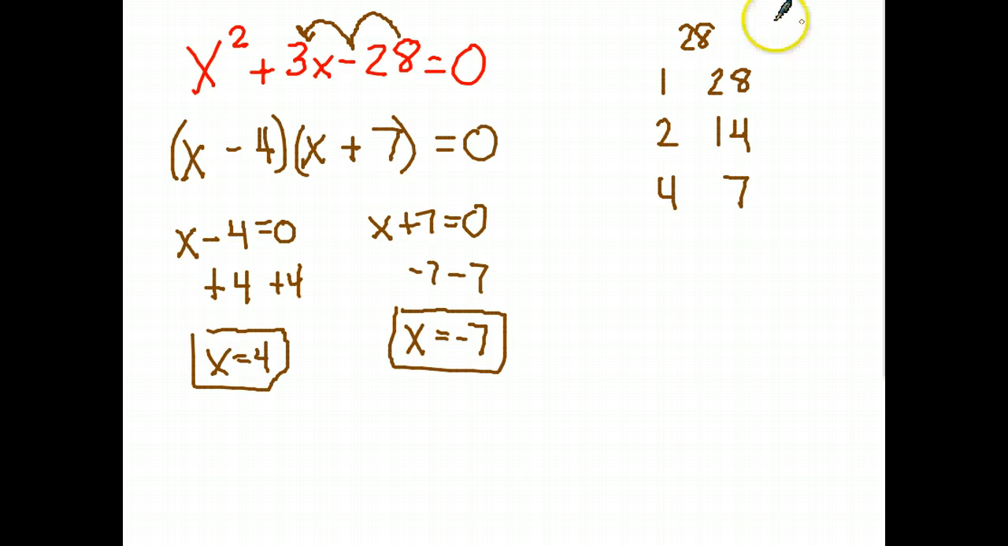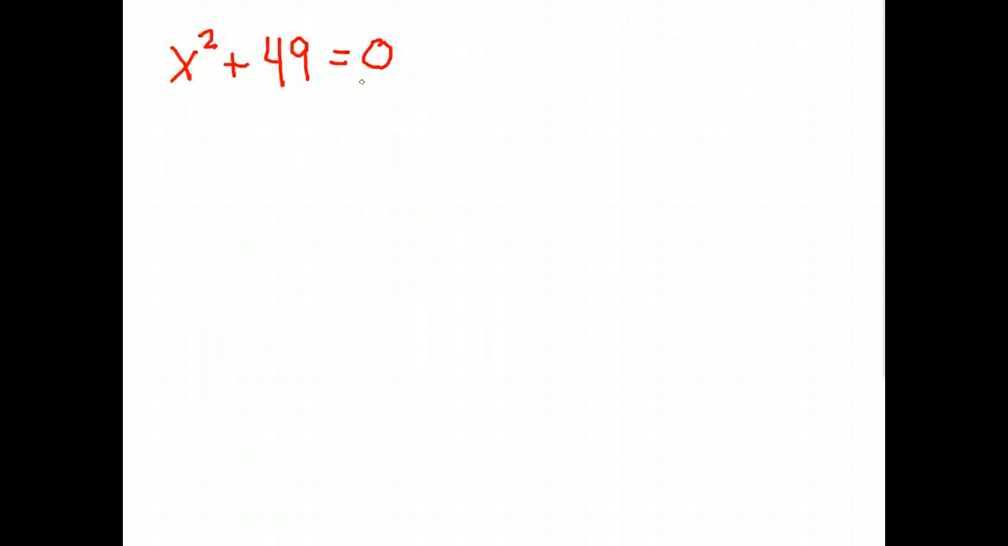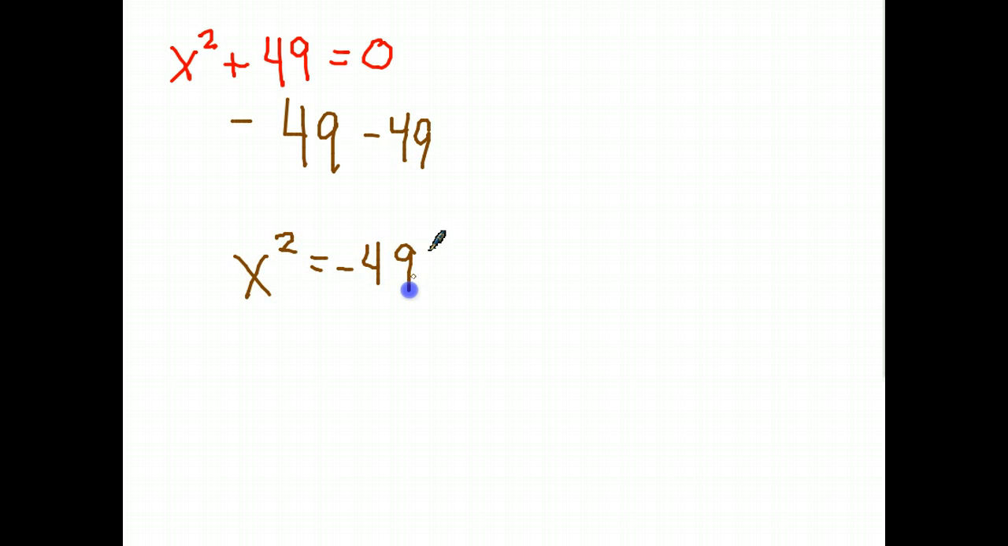One more to take a look at. If you look at this one right here, again, this one does not need to be factored. So we're going to go ahead and subtract 49 from both sides so that we get the x squared by itself. We get x squared equals negative 49. Now, if you can even think about that, what number could you possibly square to get a negative 49? There's no real number that does that, because anytime you square a number, you're going to get a positive.